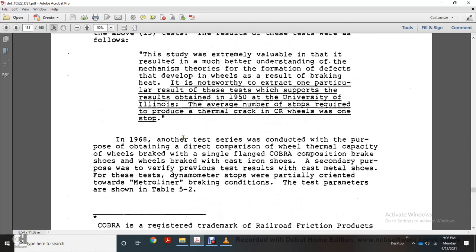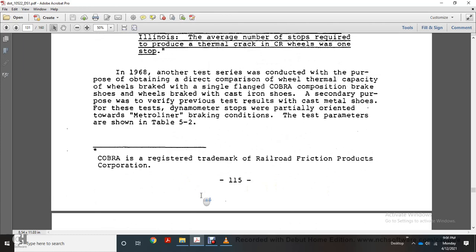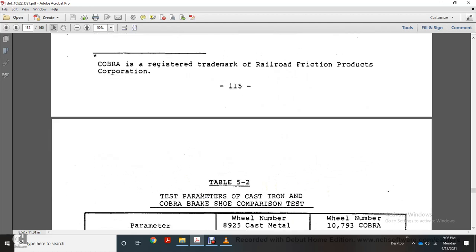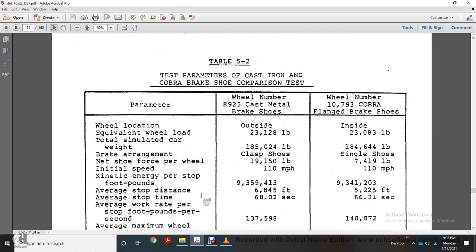In 1968, another test was conducted to obtain a direct comparison of wheel thermal capacity for wheels braked with single flange Cobra composition brake shoes and wheels braked with cast iron shoes. A secondary purpose was to verify the previous test results with cast metal shoes. For the test, 9 million foot-pound stops were performed, with braking conditions and test parameters shown in Table 5.2. Test parameters with the cast iron and Cobra brake shoes, the comparison test.